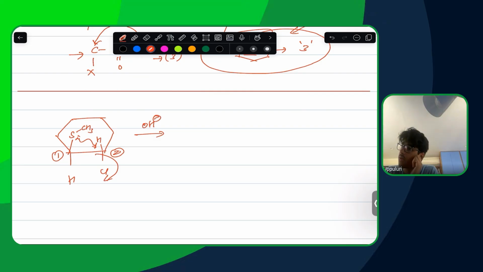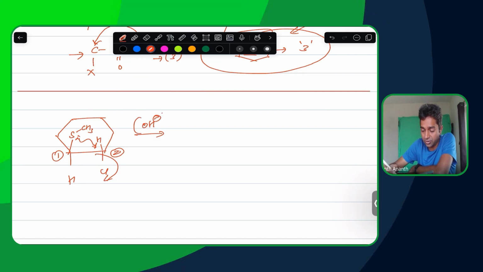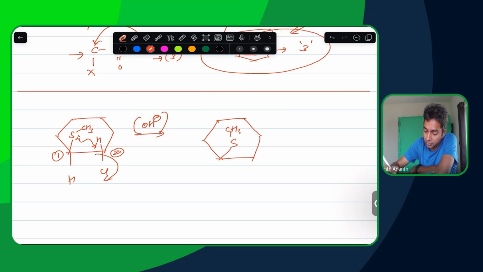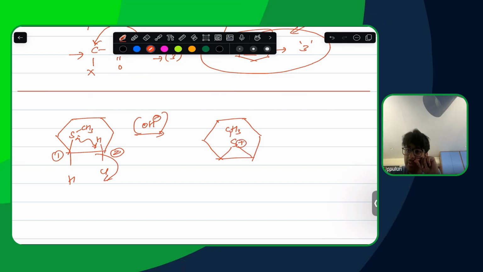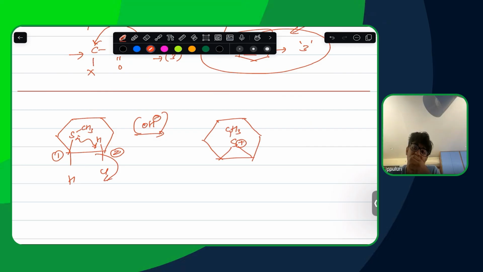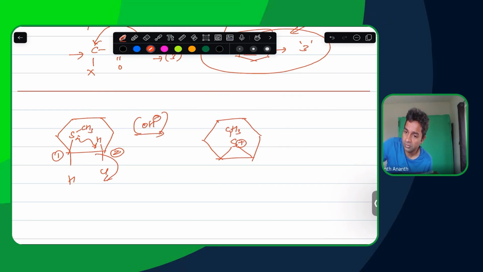To get attacked by the OH minus, something has to attack the system, no? Okay, so let's say we have this, somehow this has formed. This guy has a positive charge now. Where will the OH minus attack? The chlorine? There is no chlorine. Chlorine is left. If neighboring group participation happens, chlorine has left, correct? Yeah, correct. Where will the attack happen now then?